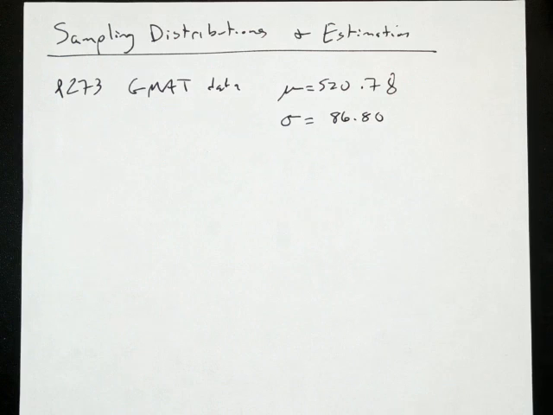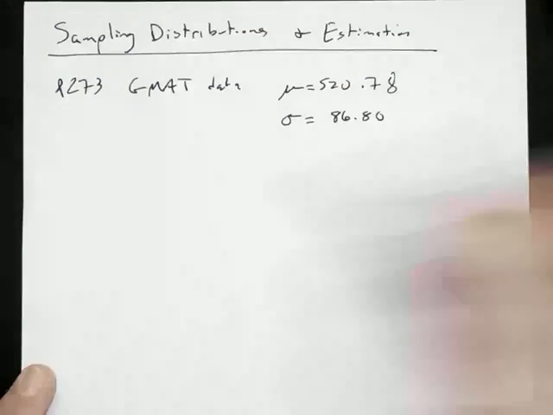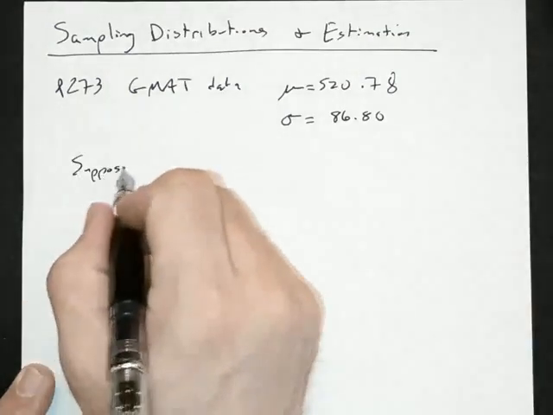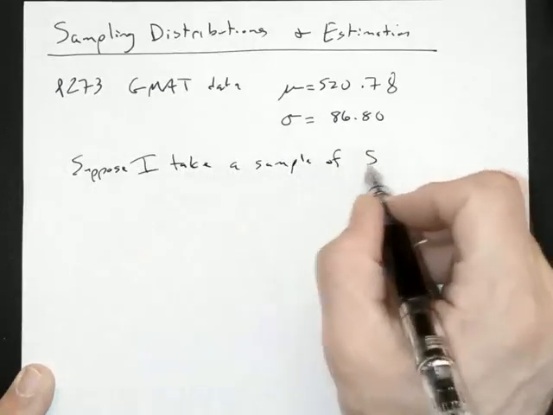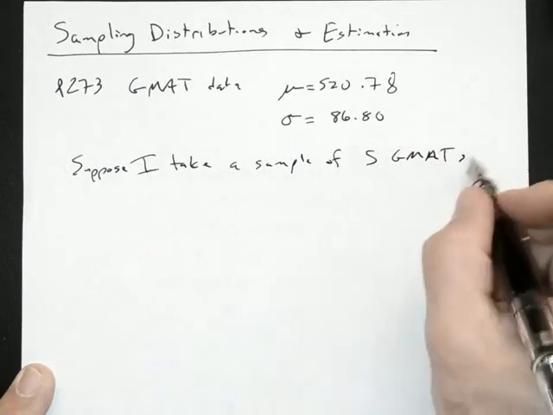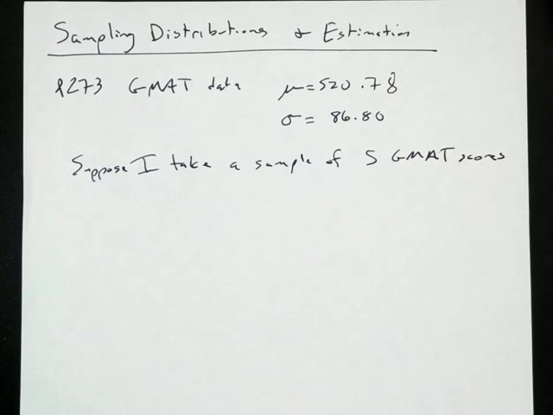But I do not work for the Educational Testing Service. I do not get to see all of the data from the GMAT exam. So what do I do? If I want to know, hey, how did the people do on the GMAT exam this year? I take a sample. And I'm just going to pull a number out of the air, and I'm going to say we're going to take a sample of 5.